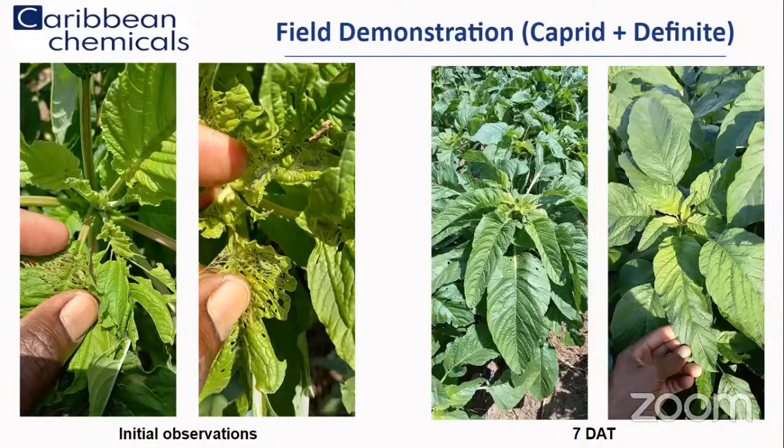And this is it. So on the left here, we have the initial observation. I can see the worms eating through the leaves. And 7 days after application of the Mimic, you can see the new growth, and there's no worm eating on the leaves.